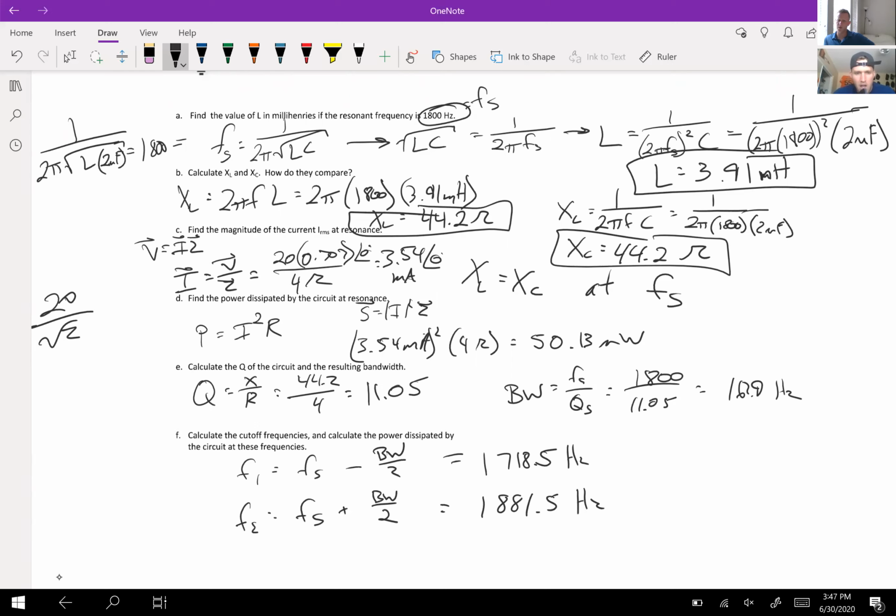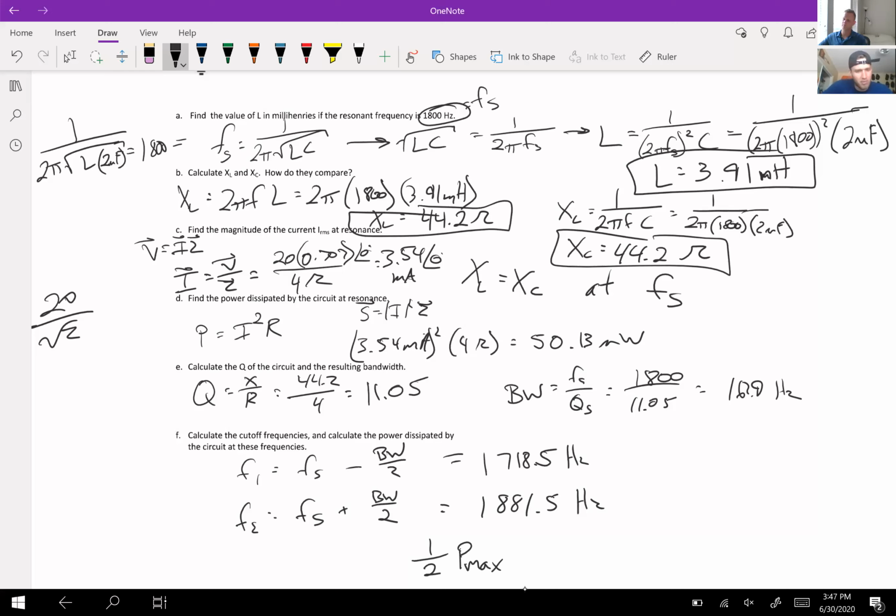And the power dissipated at these frequencies, you don't need to worry about that. I mean, you could calculate them again by plugging in the Fs, but do I even want to mess with that? I don't think I do. The shortcut is that it is going to be one half of the P max, so I'll just say it. But I don't think we'll ask you that question on the exam.